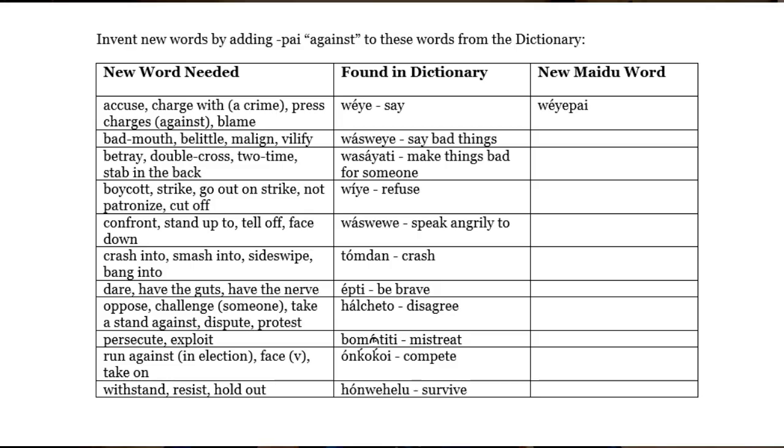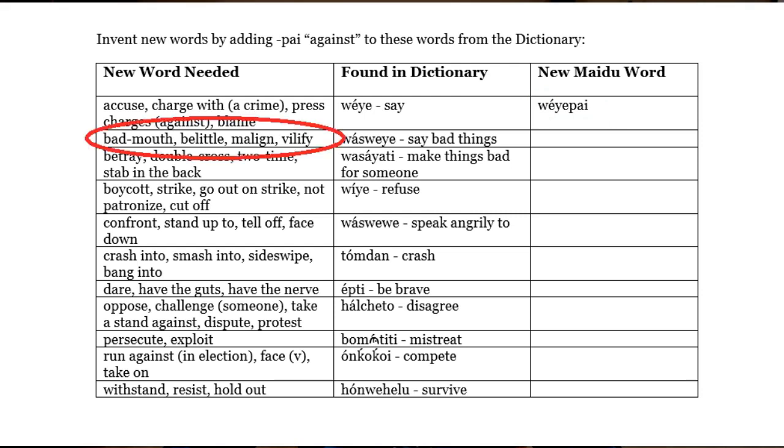In the middle of the page, we have a table showing in the first column a word we might need. The first one is accuse. We don't have this word in our regular dictionary, but we do have the word weye, say. If we add the pie infix to weye, we get weye pie. Say against or speak against, which could be accuse.